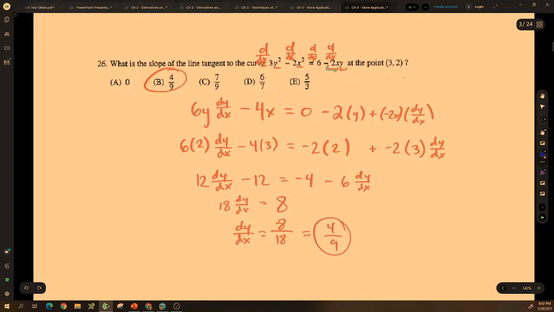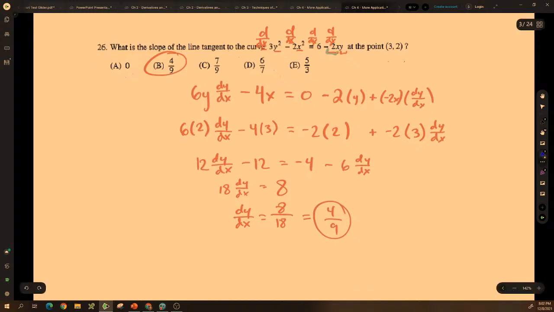All right, next up we have another tangent line one. What is the slope of the line tangent to the curve? So we're going to do the same thing. As soon as I see slope, I'm thinking the word derivative. And then I have y squared and x squared, so I'm going to do d dx to every single term. The derivative of 3y squared is 6y dy dx, minus the derivative of 2x squared, 4x, equals, I put a 0 here. And then the derivative of negative 2x is negative 2. And then y, we're going to leave alone, plus then negative 2x, I'm going to leave alone. The derivative of y is dy dx.